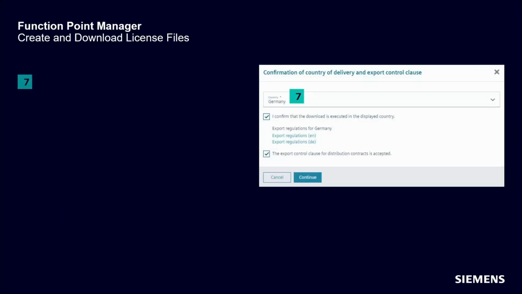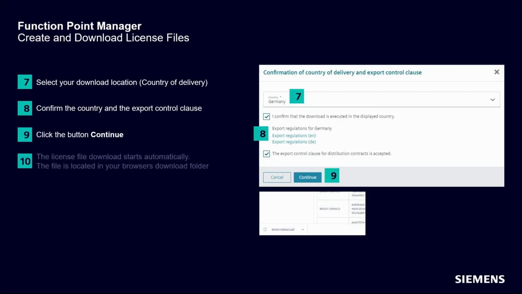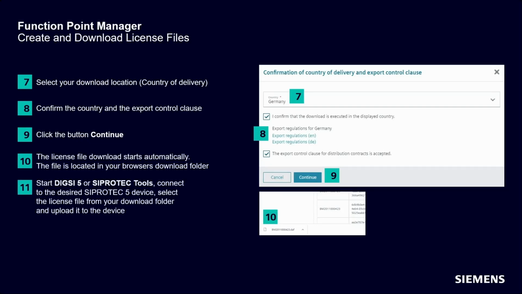For legal reasons, it's necessary to inform the country of delivery, and you need to agree with the conditions presented. After the license file has been downloaded, you can use DIGSI 5 or SIPROTEC tools to load the file onto the SIPROTEC 5 devices. Thus, in a simple and fast way, paying only for what you need and when you need it, Function Point Manager brings several benefits in all the different stages of use of SIPROTEC 5 devices.